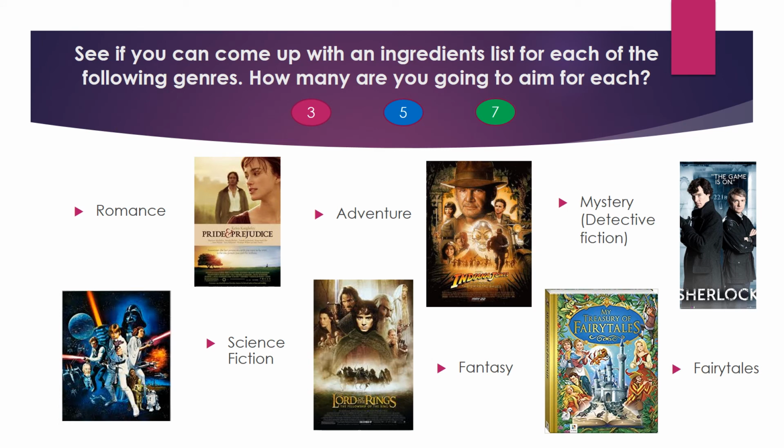So your job today is to see if you can come up with an ingredients list for each of the following genres. So you're going to be aiming to find 3, 5 or 7, depending on how challenging you want to make this for yourself and how far you feel like you can push yourself. This is our first day back, so let's give it some welly and have a go. We want the typical things that you might find in each of these genres. So we've got romance, science fiction, adventure, fantasy, mystery and detective fiction, and fairy tales. Do as many of these as you can.